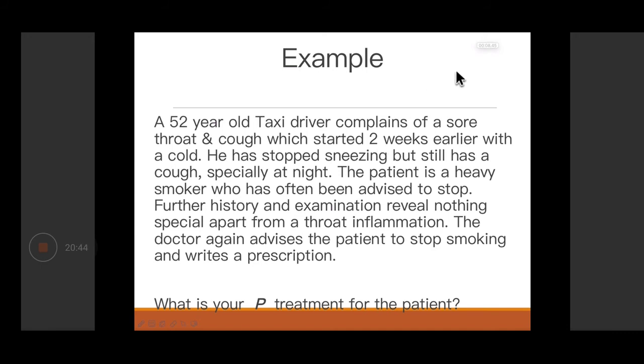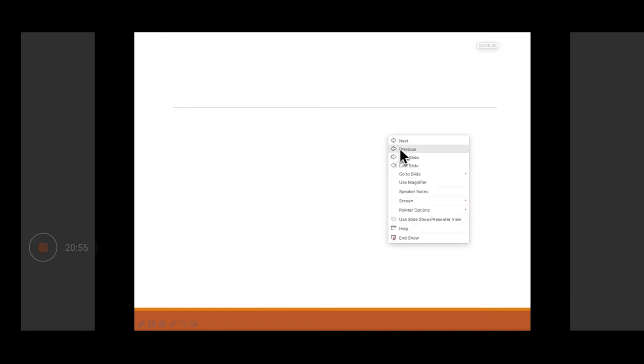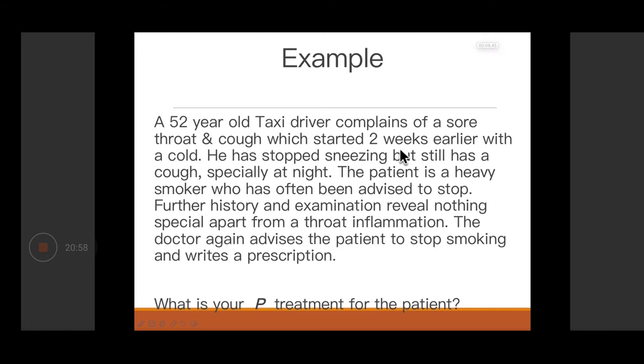Now, let me talk about this problem right now. A 52-year-old taxi driver complains of sore throat and cough, which started 2 weeks earlier with a cold. He has stopped sneezing but still has a cough slightly at night. Patient is a very heavy smoker and has often been advised to stop. Further history and examination reveal nothing special apart from throat inflammation. Doctor again advises patient to stop smoking but write a prescription for such a patient. What is your P treatment for such a patient?